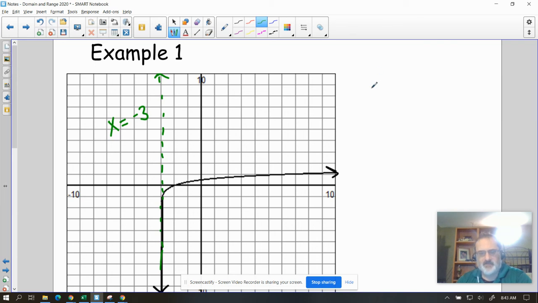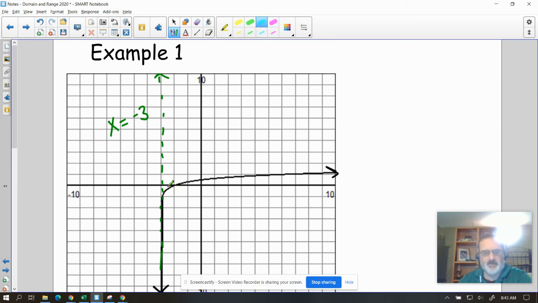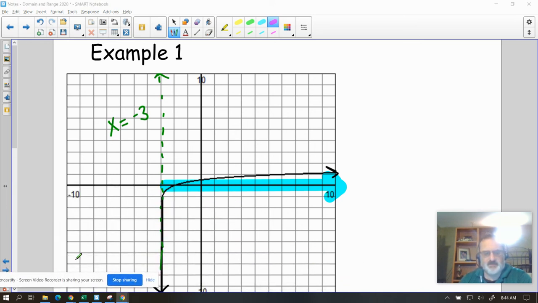Let's keep that in mind when I do my domain. Now it looks like my domain starts at -3. I don't have anything past -3. So my domain is going to be from here on. My range, on the other hand, starts down here, obviously, and then looks like it levels off there, but it really doesn't. It continues on and up slightly forever. So my range is actually the entire axis this time.